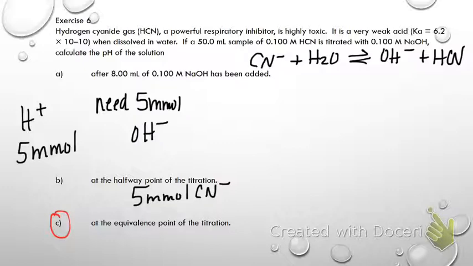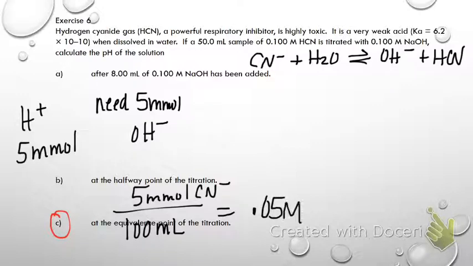I have 50 milliliters of acid and 50 milliliters of base, so I have 100 milliliters, which gives me a concentration of 0.05 molar. That's hydroxide, right? Nope, that's the CN minus. So now I have a salt, I have a Ka value, but what do I need?